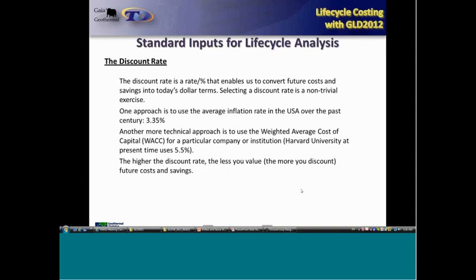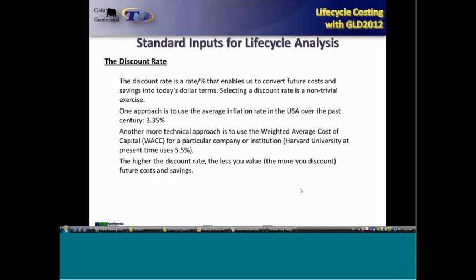Selecting a discount rate is a bit of a non-trivial exercise, namely because there are many ways to do it. One approach, perhaps the simplest approach, is to use the average inflation rate in the U.S. over the past century, which is about 3.5%, a little under. Another more technical approach that some financial types prefer is to use something called the weighted average cost of capital for a particular company or institution. The WACC is basically how companies value the time value of their own money. It's basically an opportunity cost issue.